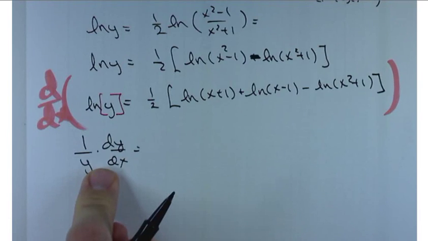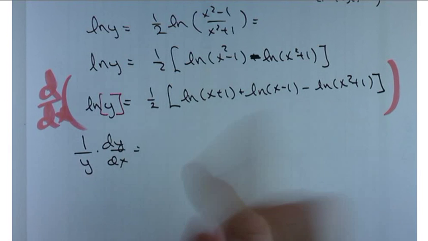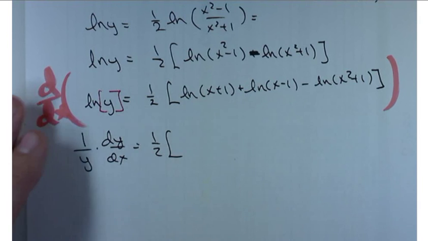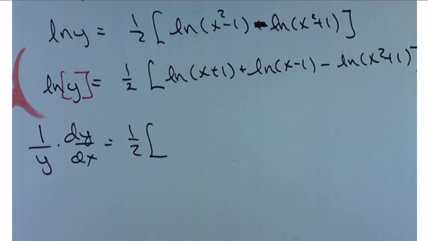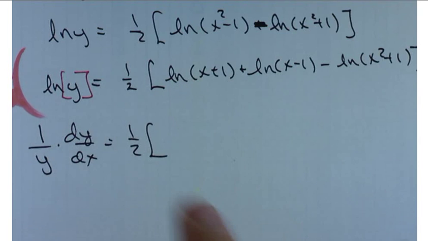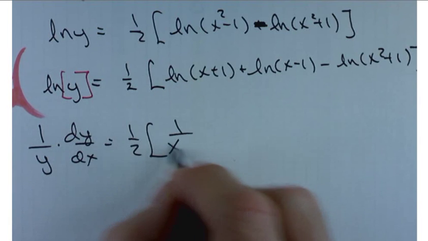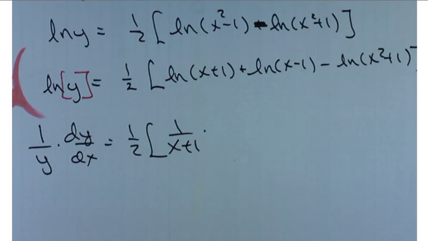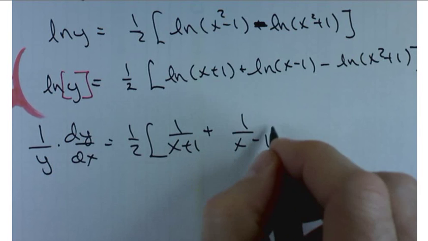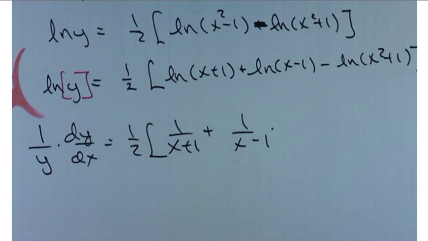That's the hard part. The easier part is on the right-hand side. Let's differentiate a couple of these log terms. The derivative of ln of x plus 1 is 1 over x plus 1, times the derivative of the inside, which is 1. So if you forgot that, well, you get a pass in this one. Plus 1 over x minus 1 times 1 again, which I'm not going to write.